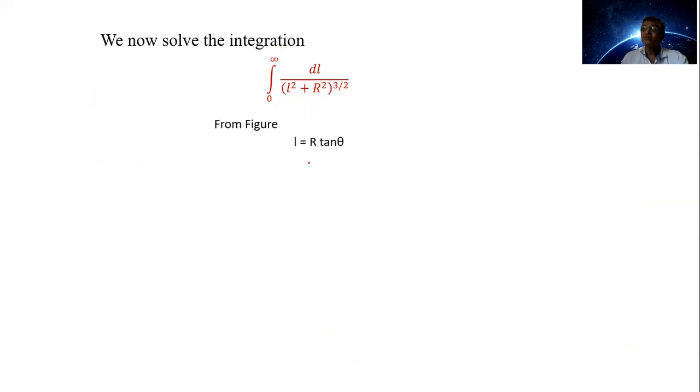Again, from the figure, we can write L is equal to r tan theta. Therefore, dl is equal to r sec square theta d theta. We can also change the limits here. The earlier limits are L is equal to 0 to L is equal to infinity. When L is equal to 0, that means tan theta is equal to 0 because r cannot be 0, and hence theta is equal to 0.